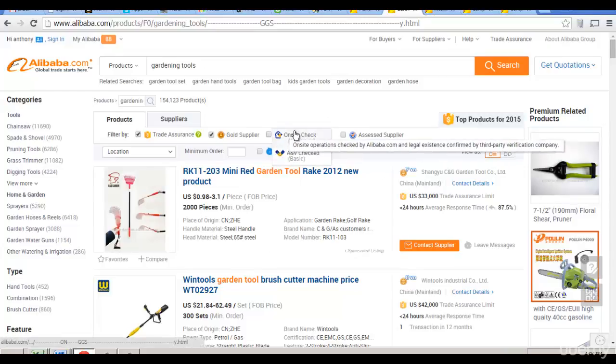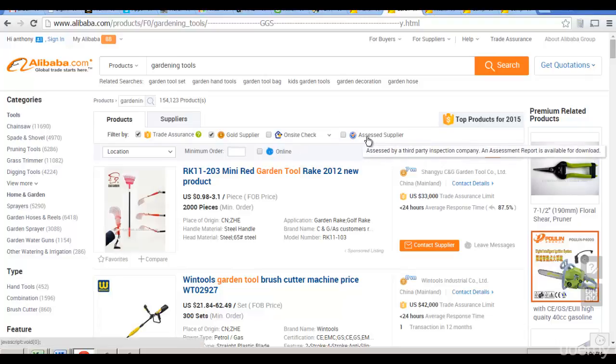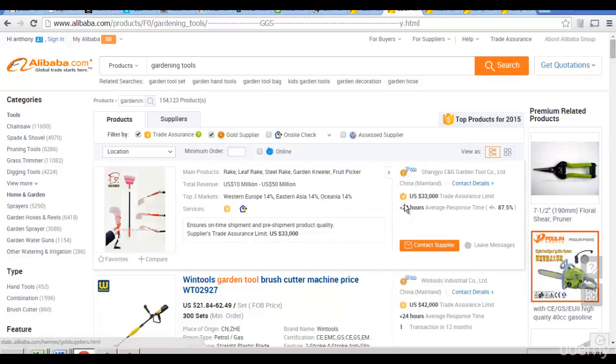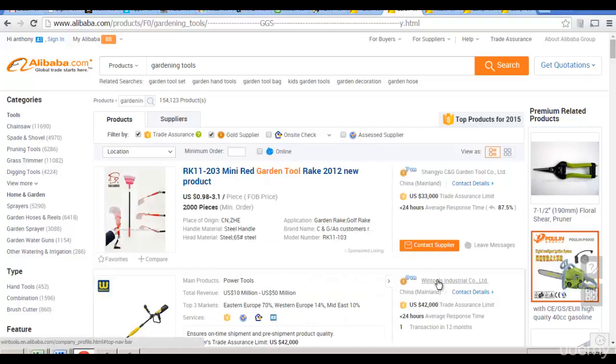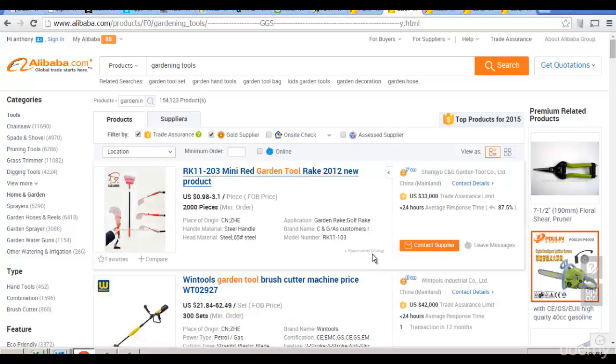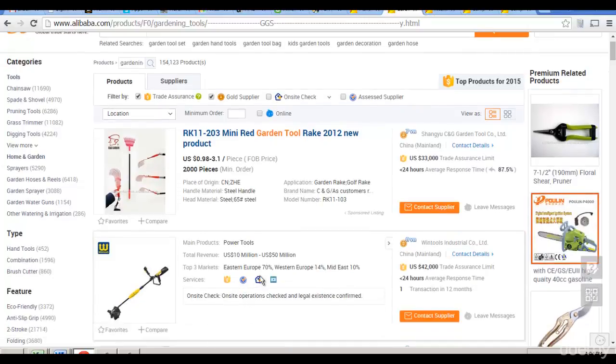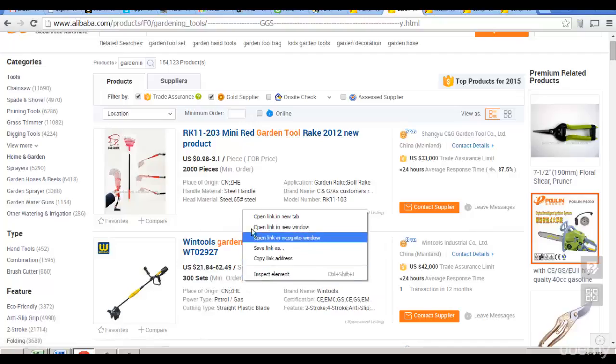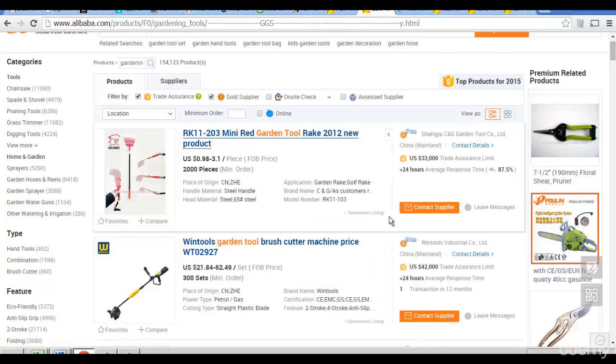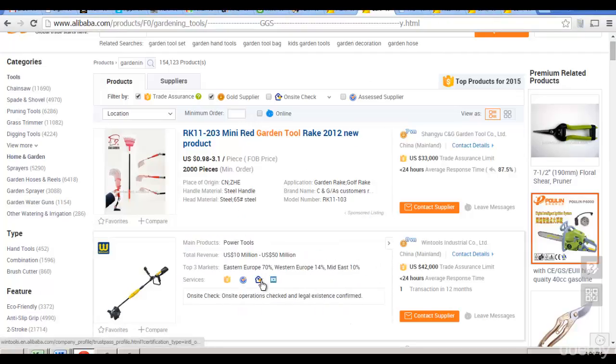Some of the other things that you could have and check for are the on-site check or the assessed supplier status. Now, having the gold level supplier or having a trade assurance, oftentimes those things are part of it already. So you can see here, when I highlight over the company, you can see that it's already been assessed by a third-party inspection company, or it has an on-site check. And when you click on those things, it actually takes you to that third-party assessment, or it takes you to that on-site check and what was done at those.